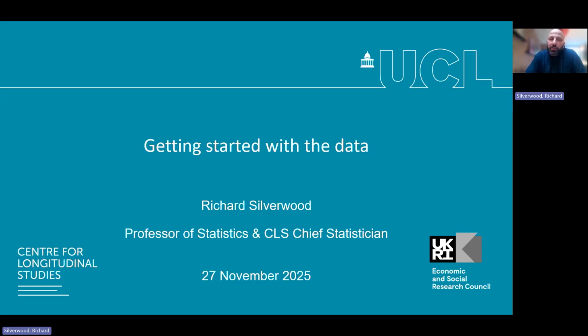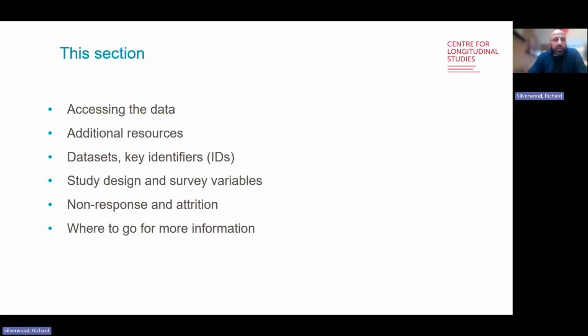Okay, so getting started with the data. Here we're going to think a little bit about how you would, in practice, go about accessing the data from the CLS cohort studies, and some additional resources around the data themselves. Then we'll think about a few of the characteristics of the datasets and the studies that you need to be aware of once you're embarking on analyses. And we'll finish off with several slides on where you can go for more information, many of which have already been mentioned, but just to emphasize some of those again.